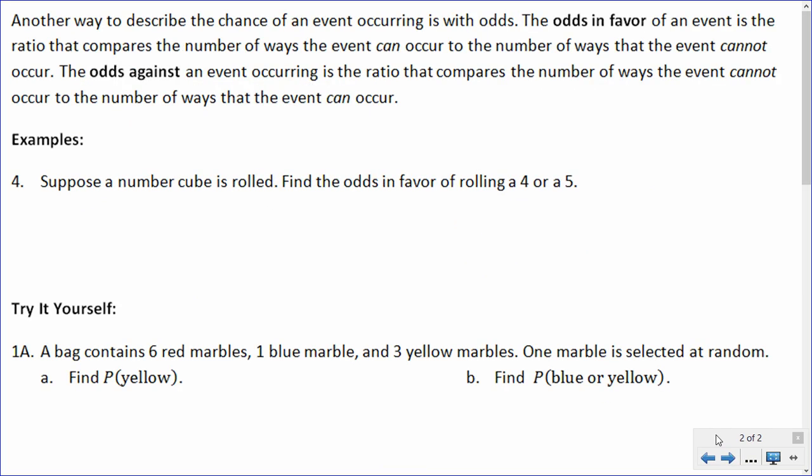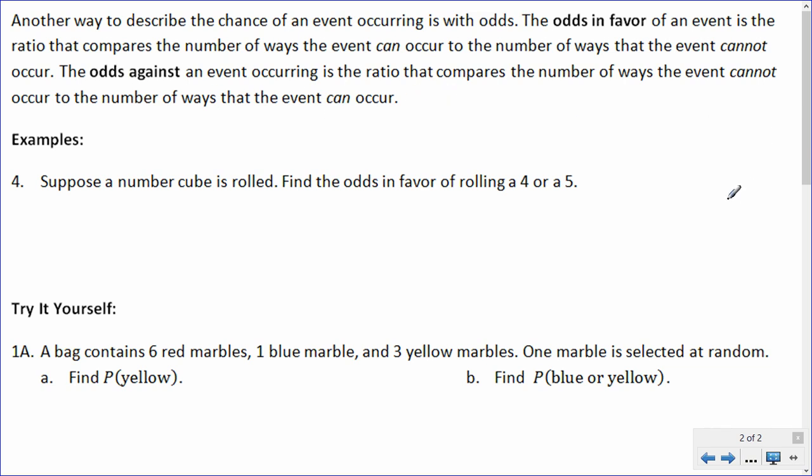Another way to describe the chance of an event occurring is with odds. The odds in favor of an event is the ratio that compares the number of ways the event can occur to the number of ways that the event cannot occur. The odds against an event are basically the exact opposite. The odds against an event occurring is the ratio that compares the number of ways the event cannot occur to the number of ways that the event can occur.